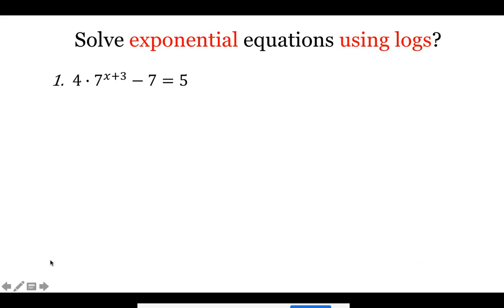Now we're going to look at solving exponential equations using logs. Where we left off before we went on break was solving these, and we didn't know about logs yet. So we would change them so they have the same base and then use that ignore property. Here we're going to need to use logs, so we're not going to be able to get the same base. So I'm going to add 7, and that's going to give us 4 times 7 to the power of x plus 3 equals 12. So that was, I added 7.